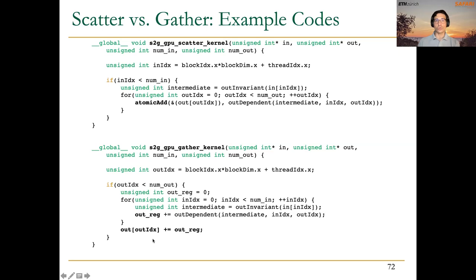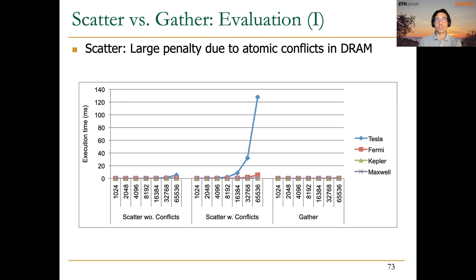So how about the evaluation? We ran some experiments here. You can see execution time for the different versions, the scatter and gather. The difference between these two versions of scatter and gather is that we are changing the access pattern and the way that the inputs affect the outputs, so that in this experiment there are no atomic conflicts, while here the number of atomic conflicts is significantly larger.